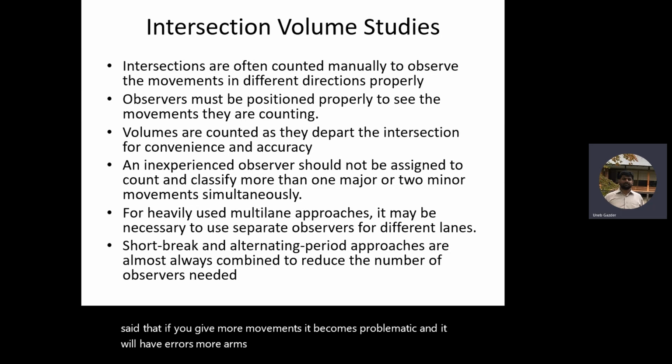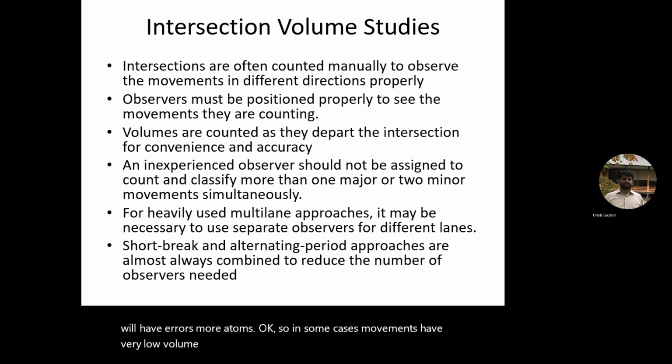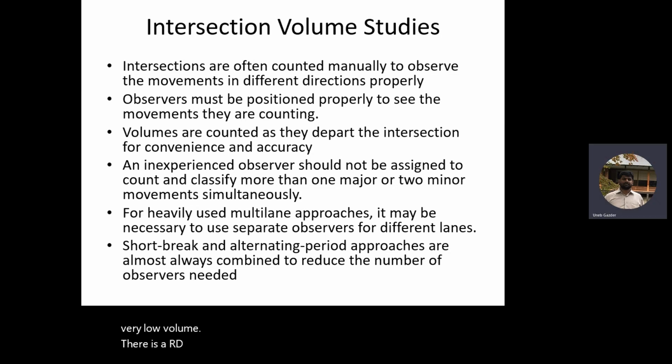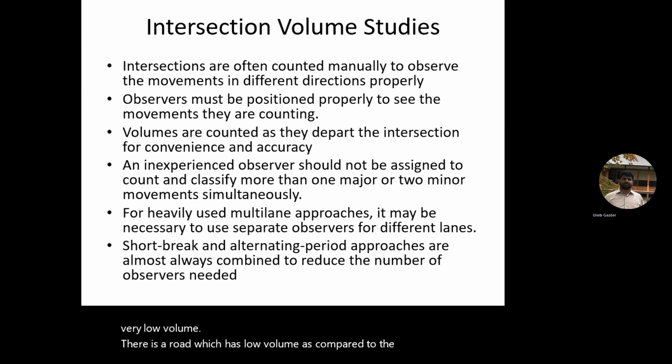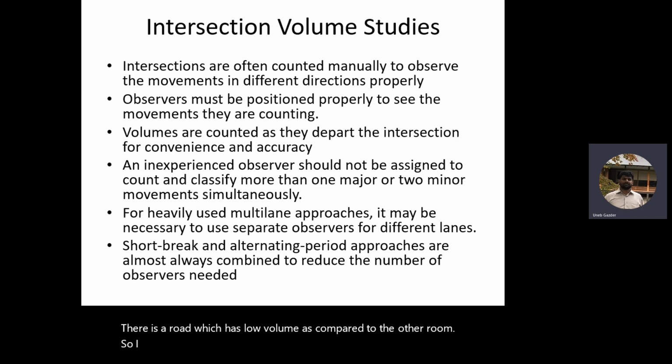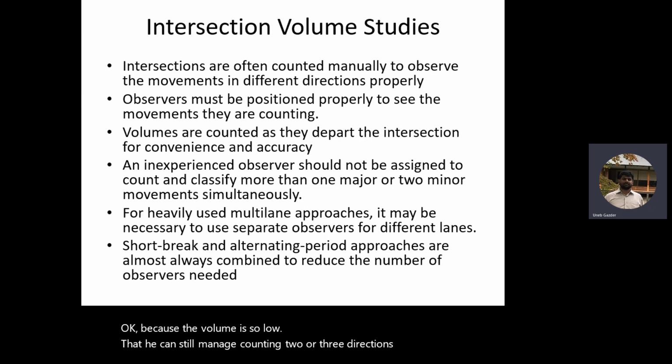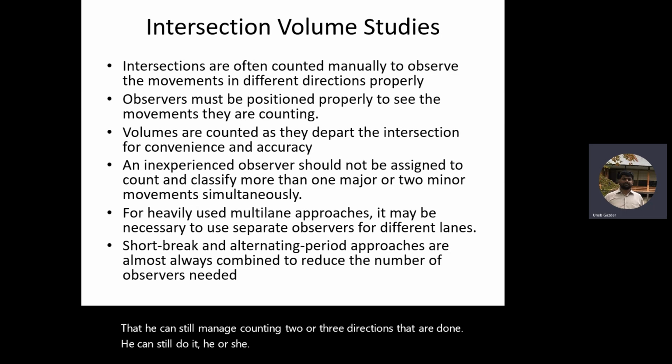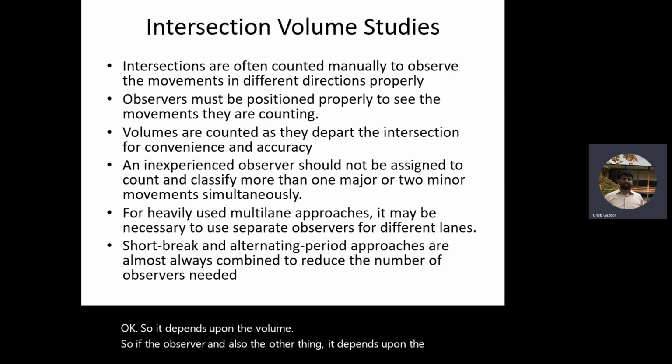Okay. So in some cases, movements have very low volume. There is a road which has low volume as compared to the other road. So I may assign one observer to that road, because the volume is so low that he can still manage counting 2 or 3 directions at a time. He can still do it, he or she. So it depends upon the volume. And also the other thing, it depends upon the experience of the observer.